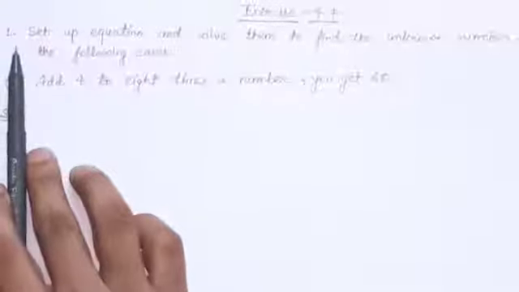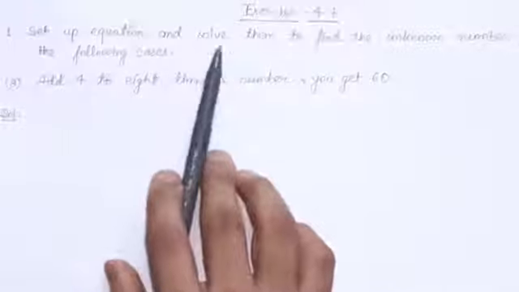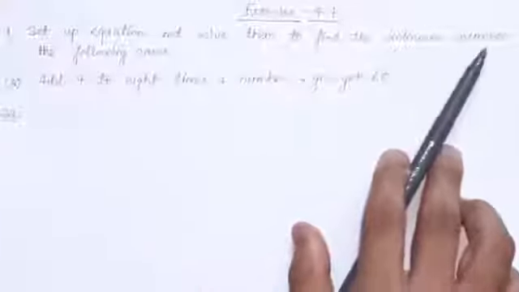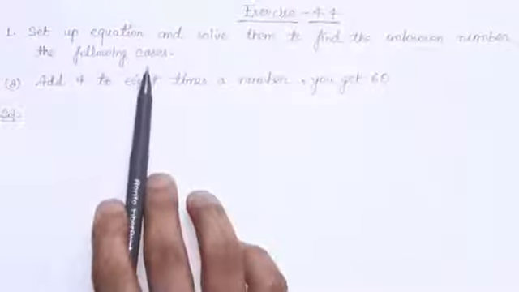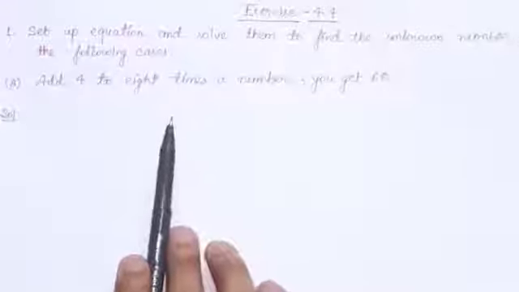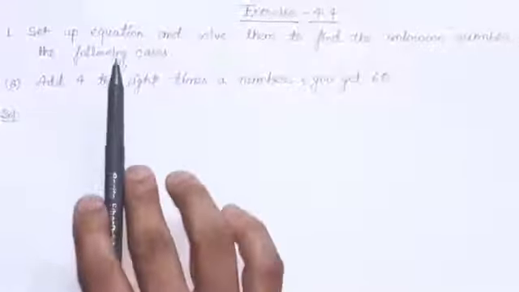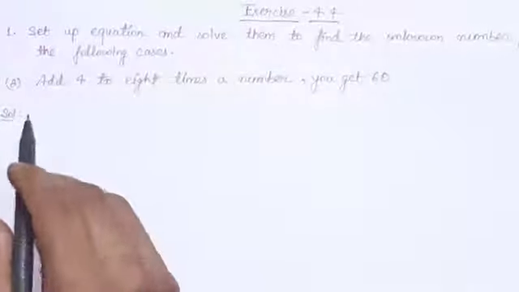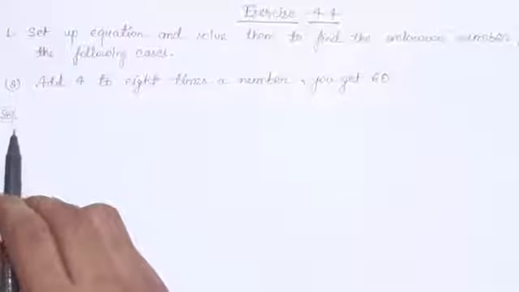So our first question is set up equation and solve them to find the unknown number for the following cases. So we have given some cases. For that case, we have to first set up the equation, and after setting up the equation, we have to find the unknown number by solving them. So let us see each part one by one.